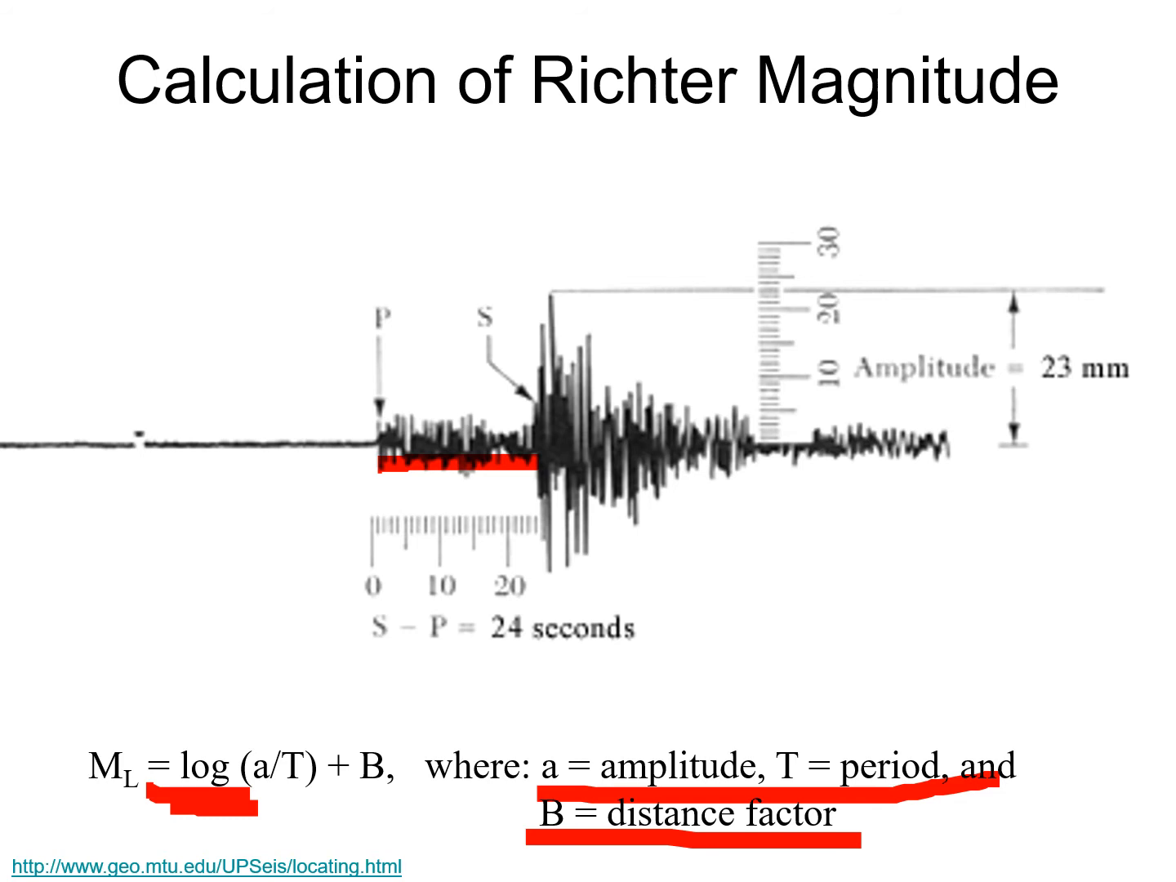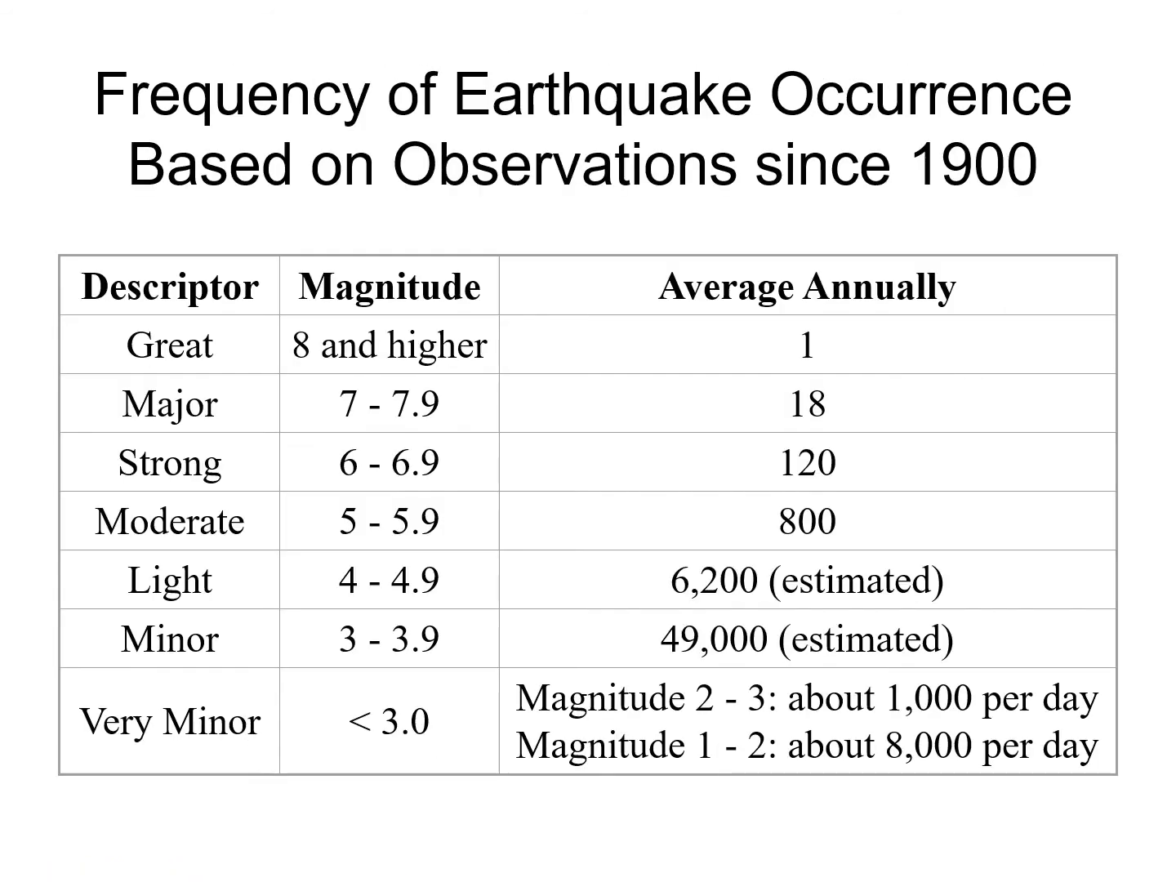And again, it's a log 10 scale, so every whole number going up the scale represents a 10-fold increase from that previous number. Now, this table is showing the frequency of observed earthquakes from around 1900 up until around 2000 or so. Now again, these are averages. These are yearly averages.